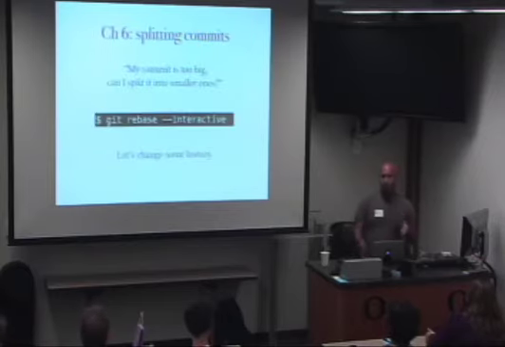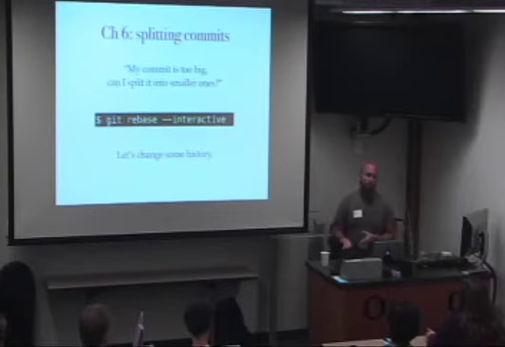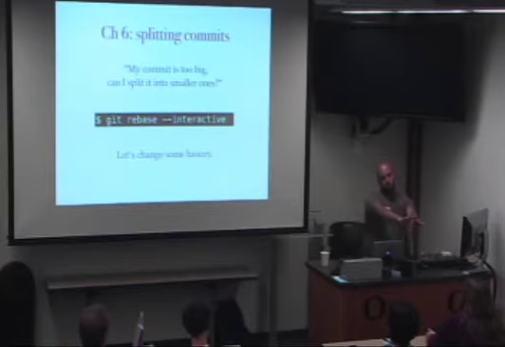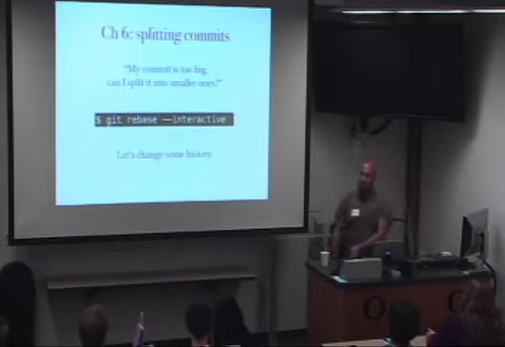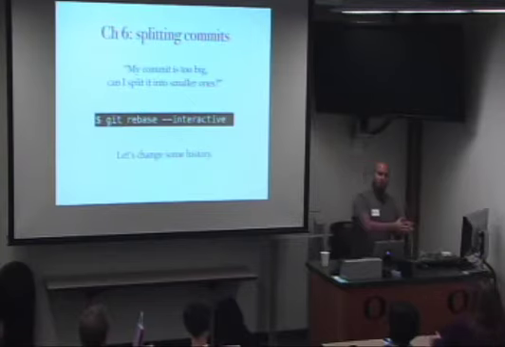Now similarly, what if my commit is too big, and I want to pull it apart into several smaller ones? Maybe I was trying to work on this one feature, but while I was in the process of doing that, I discovered, oh, there's a bug here. I'll just fix the bug. And then you roll all of that into the same commit, when really the bug fix should be in one commit, and the new feature should be in a separate commit.